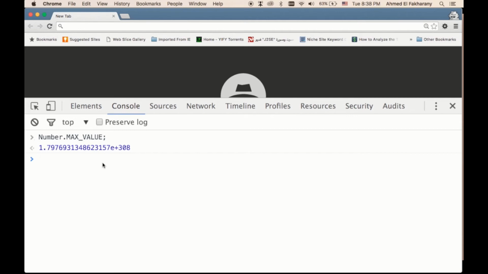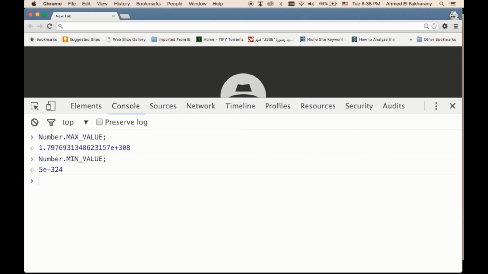And it also has a minimum value, the smallest number that JavaScript can handle. As you can see here, MIN_VALUE is the same as MAX, but instead of max you type MIN underscore VALUE, and it's 5e-324, which means 5 multiplied by 1 divided by 10 followed by 323 zeros. Again, it is a very, very small number that I don't imagine anybody can get even near.